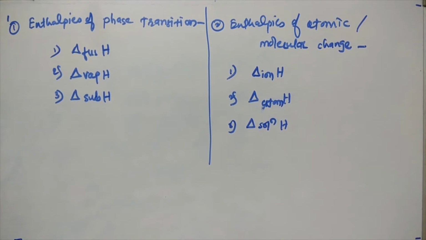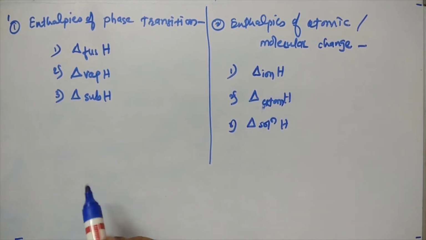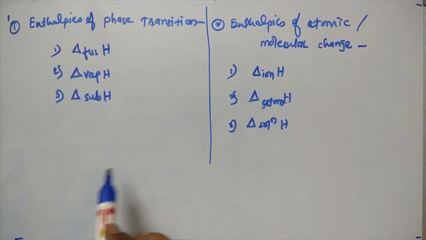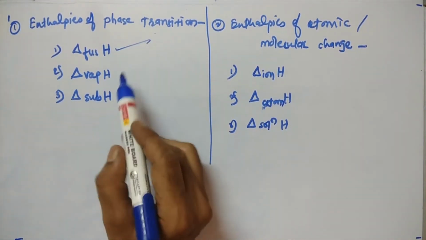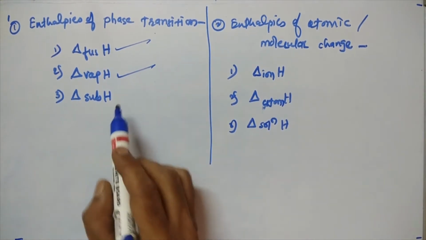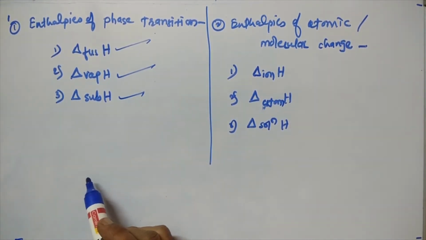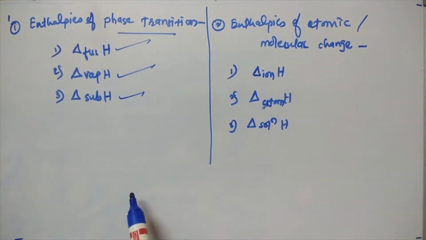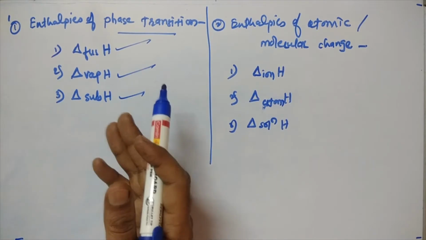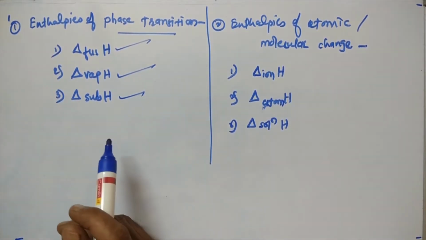Hello students, as we have started the chemical thermodynamics chapter, in the previous session we have studied the enthalpies of the different transformations. Out of these, the enthalpy of the phase transitions: the enthalpy of fusion, the enthalpy of vaporization and the enthalpy of sublimation. So these three enthalpy changes are related to the phase transition, that means conversion of one state to another state.